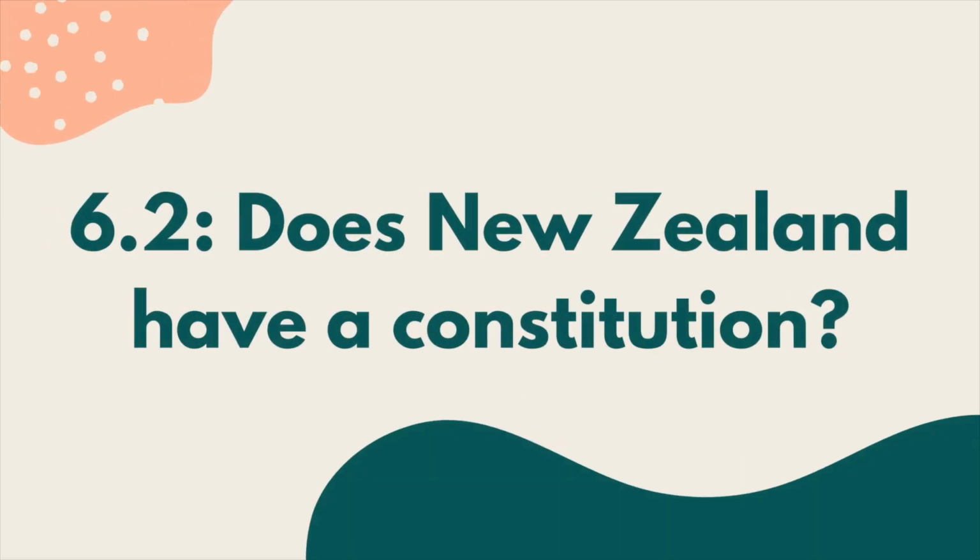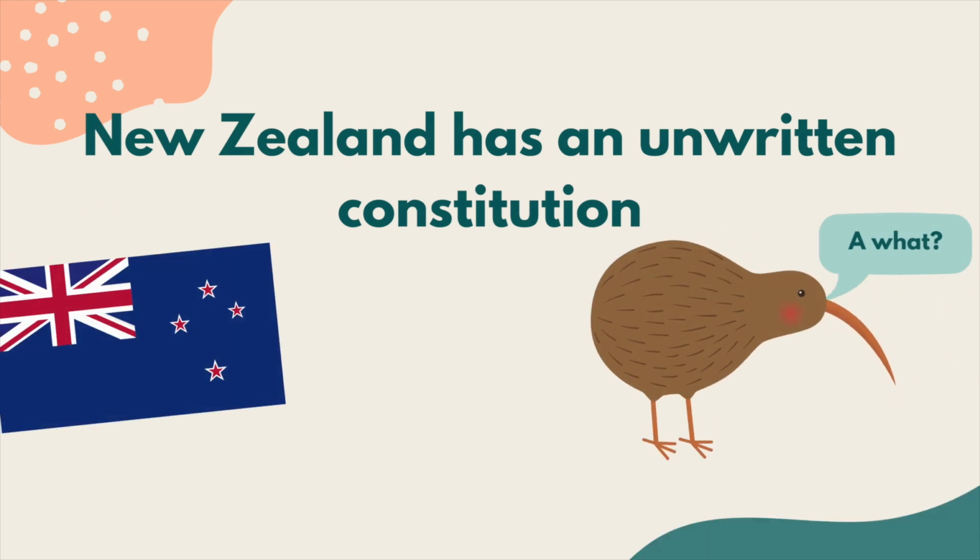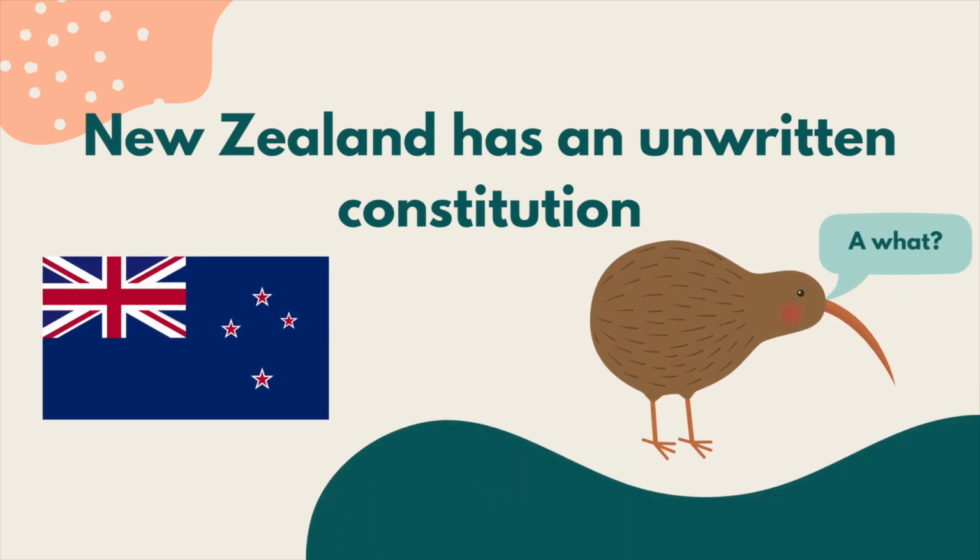6.2, does New Zealand have a constitution? New Zealand is interesting because it's one of the only countries in the world that has a constitution that doesn't exist in one single written document. The only other two countries that don't have this are England and Israel. This means that New Zealand has what is called an unwritten constitution.